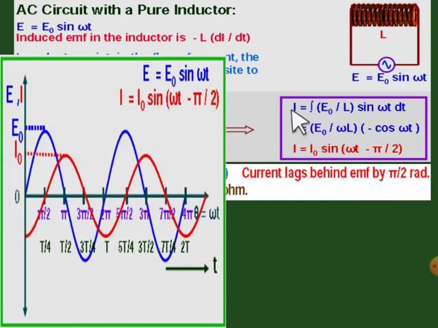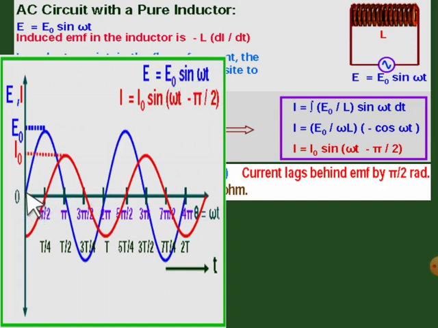This is how the graph of the instantaneous EMF and instantaneous current, AC current, would look. Now we started here with omega t. When t is equal to 0, what happened? Your sine of omega t will be equal to 0, and so your E will also be equal to 0.